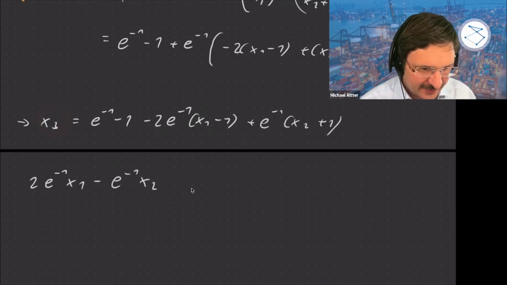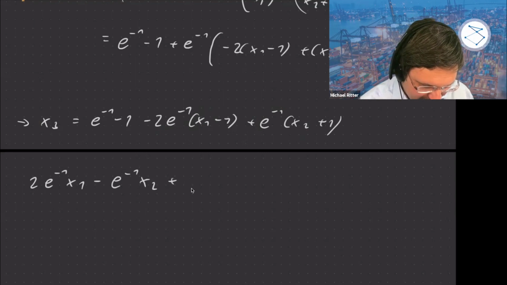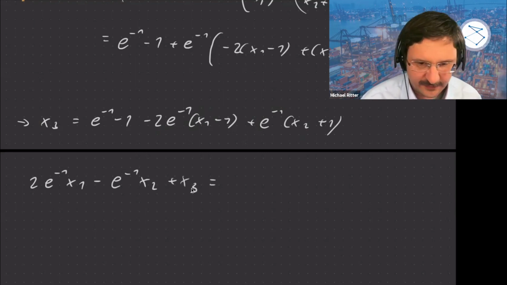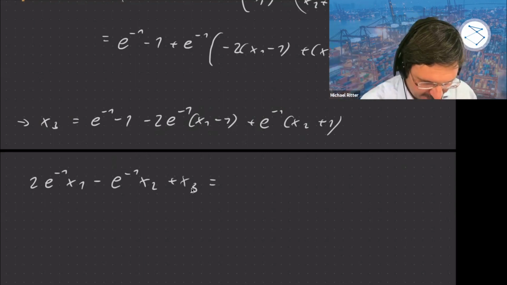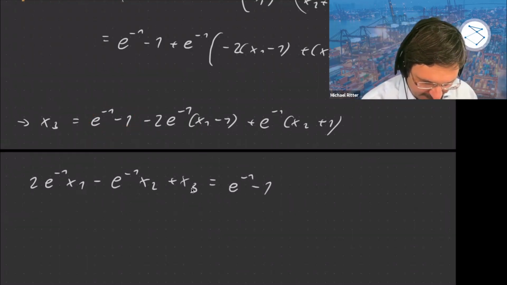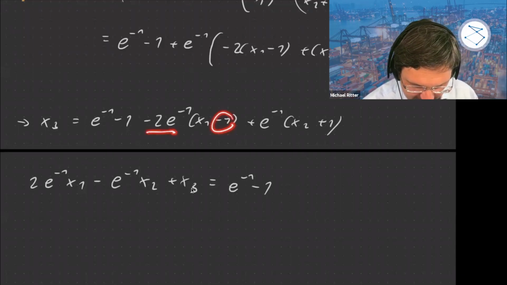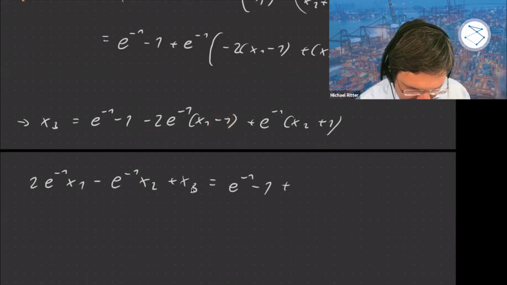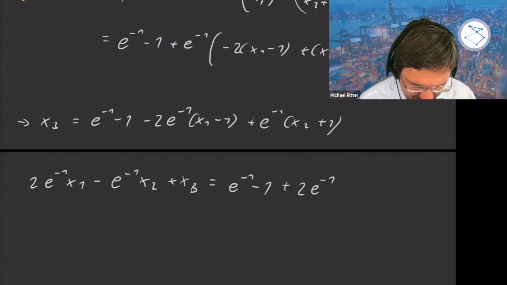Then we have this x3 here that is already on the left. So it's plus x3. And all the rest is constant. So we leave that on the right-hand side. So that rest is these two terms here, of course. E to the minus 1. Then this one here. So that's plus 2e to the minus 1. And one more here.